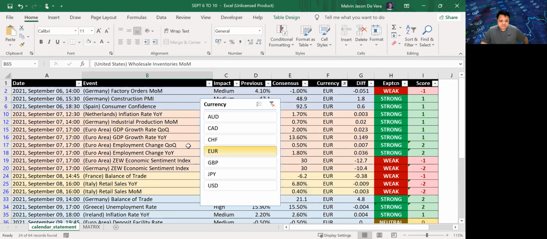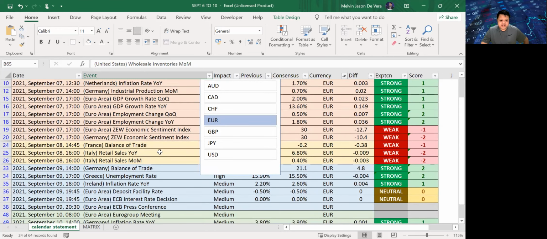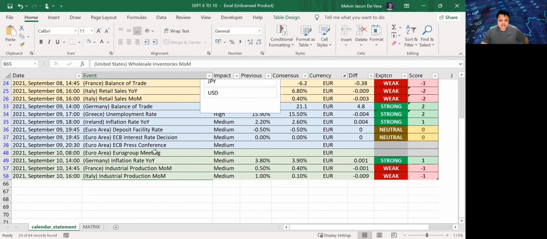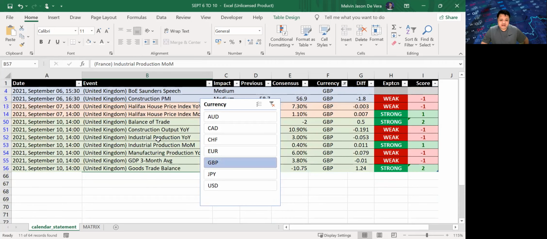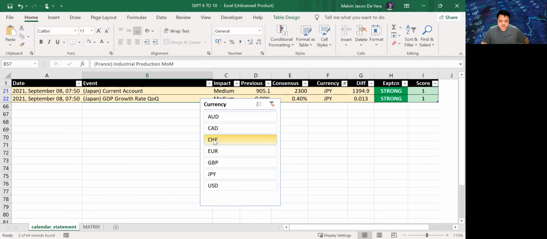Okay, for euro, factory orders, construction PMI, we will have GDP growth rate, employment change, balance of trade, retail sales, unemployment data again, balance of trade, then ECB interest rate decision. All right. And we will have inflation rate, industrial production, month on month. Okay. For pound, all right. For yen, now let's go with the CHF.